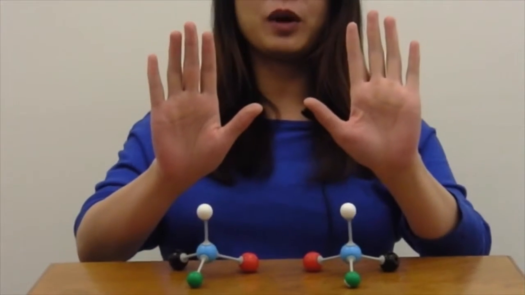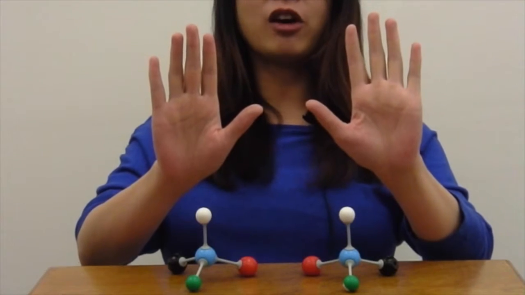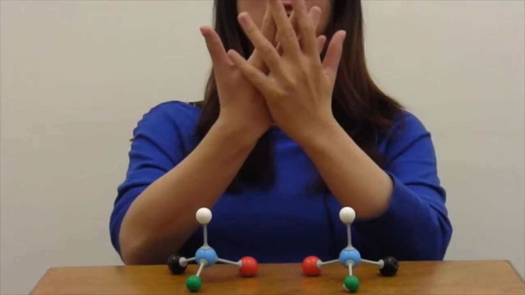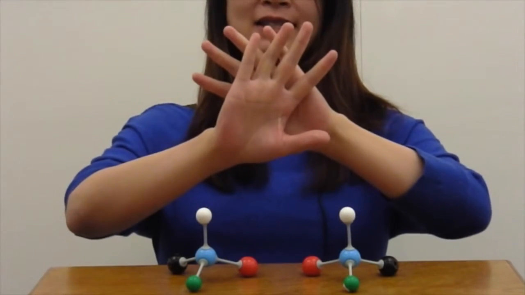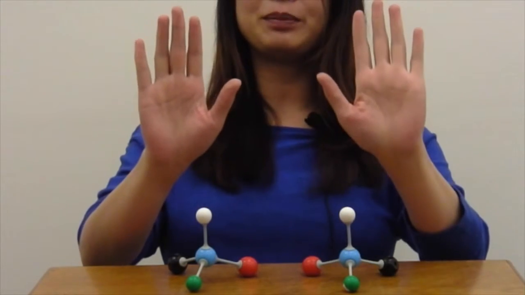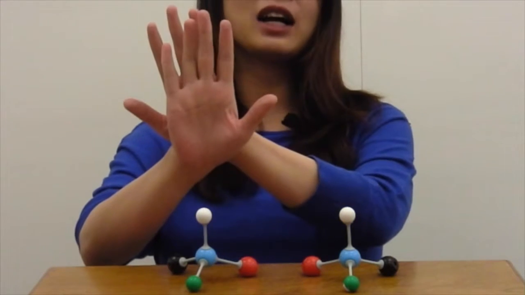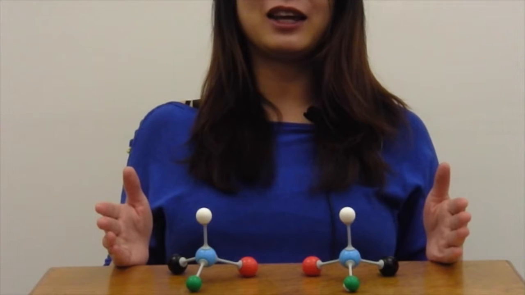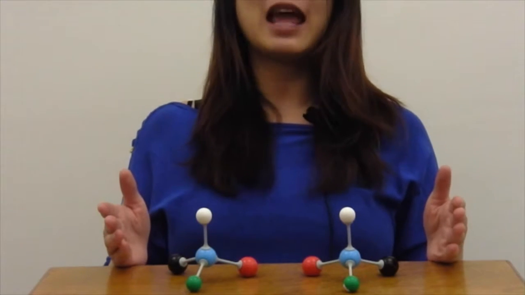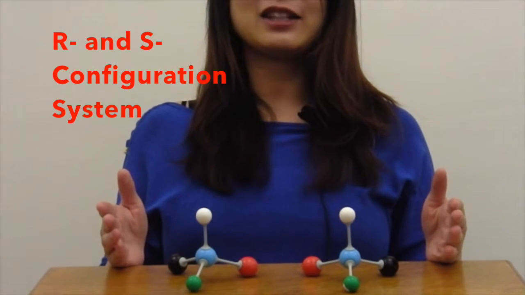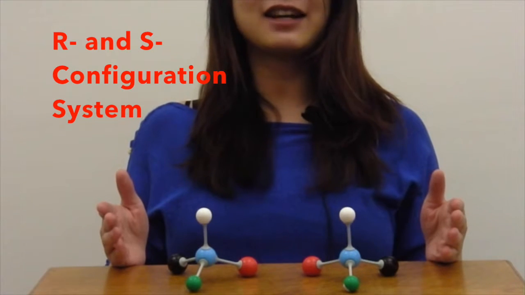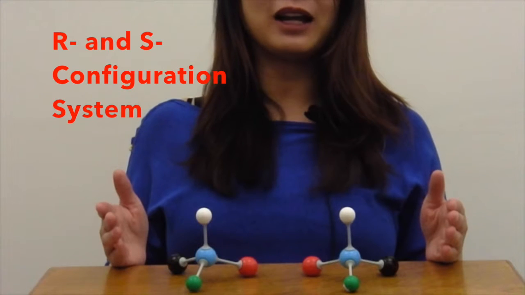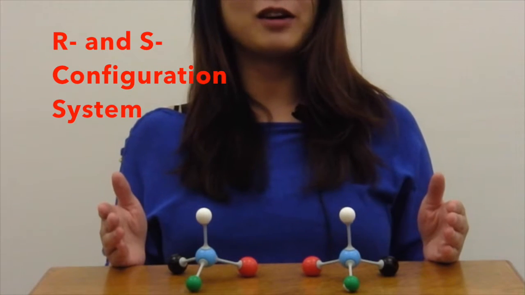By not superimposable, I mean no matter how I rotate my two hands, I cannot put them together in a three-dimensional space. Just like I cannot put my left hand into the glove of my right hand. For this kind of molecule, we have a specific naming system for them. It is called the R and S configuration system. So one of these two molecules is R, the other of them is S.